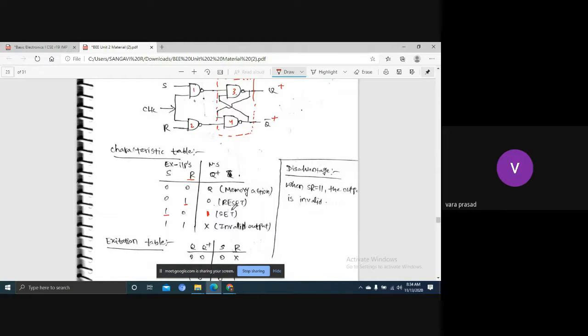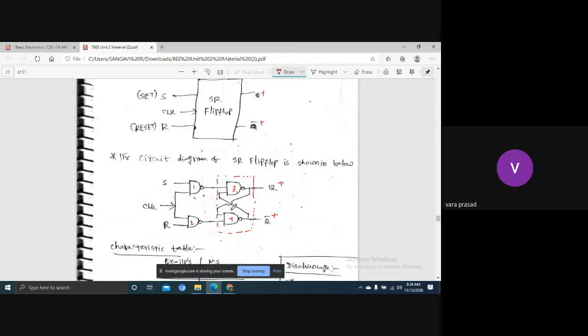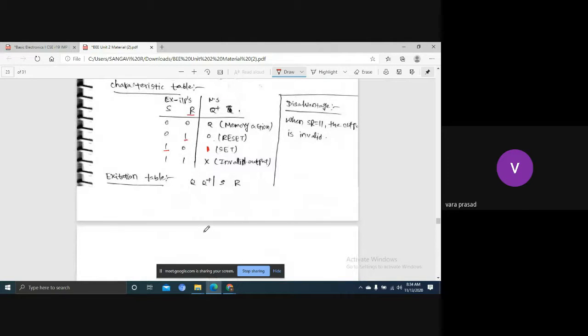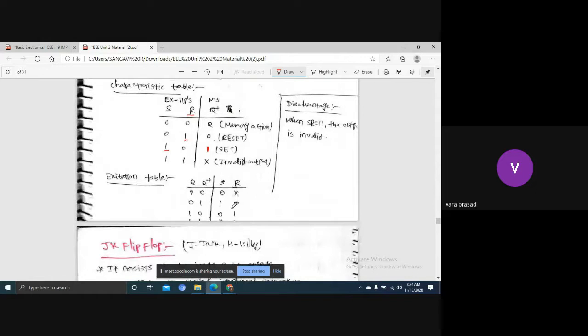They will ask maximum, 99%, the block diagram, circuit diagram and characteristic table only. Sometimes they can ask the excitation table. This excitation table is not that much important, but if they ask, the excitation table gives the relation between output to input. Okay, 0 0 is there. How we have to remember? Here 1 1, here 1 1.